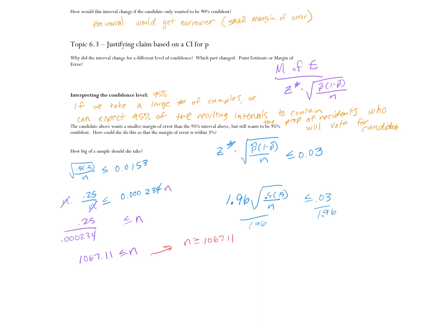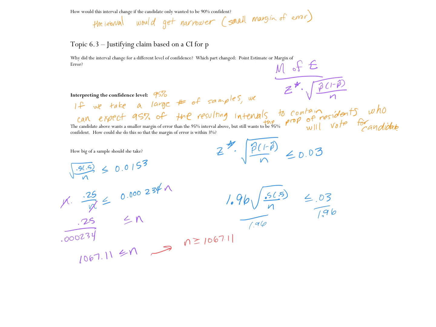Hold on. What is n supposed to represent? What does n stand for? Sample size. Are you going to go out and ask 1067.11 people? So what should n be? Round up. You have to round up. Why do I have to round up? Because I said my sample size has to be bigger than this. Yes?